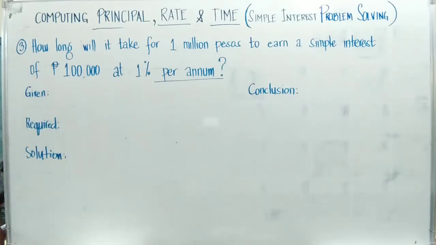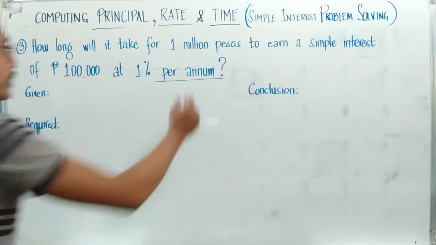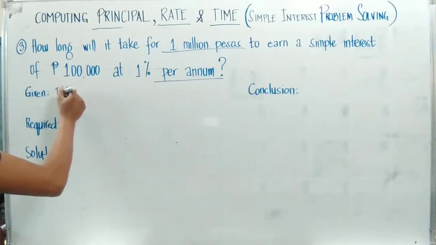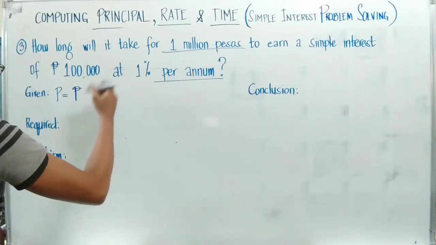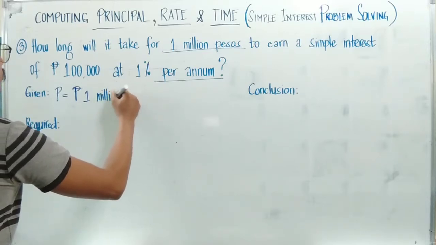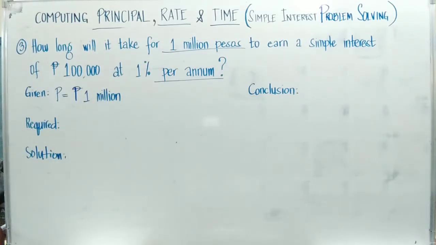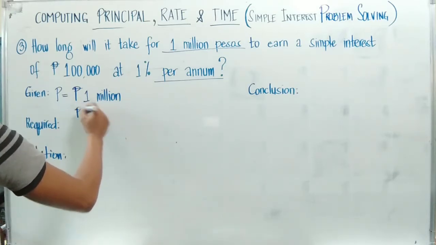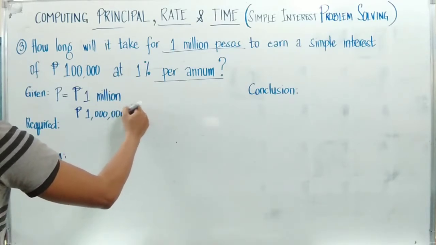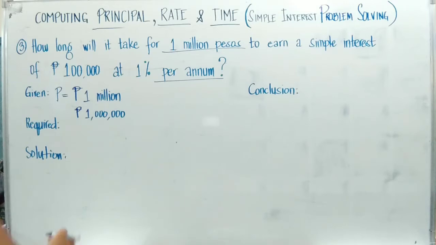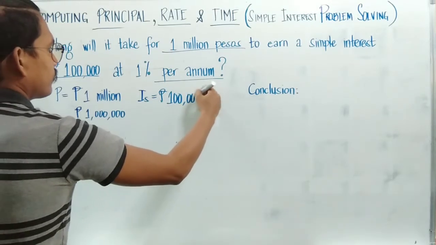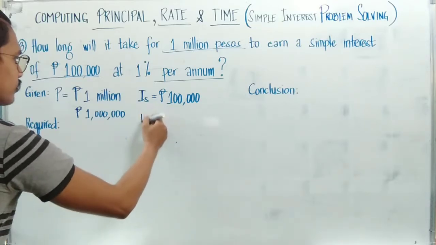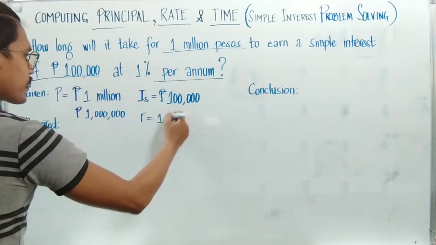First, let us again identify the given information or data. How long will it take for 1 million pesos to earn simple interest? So 1 million pesos is our principal P. You can write 1 million pesos in words or in digits, it's up to you. Next, our simple interest, I sub S, is 100,000 pesos. Then at 1% per annum, or rate equal to 1% annually.